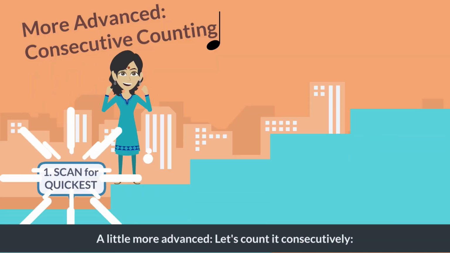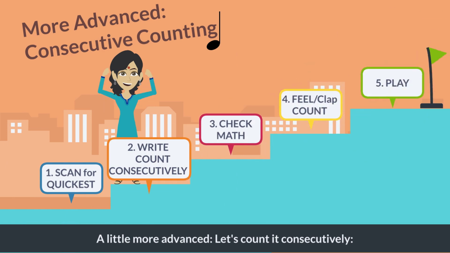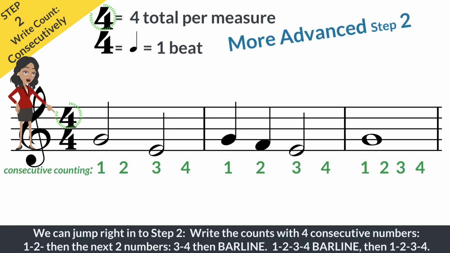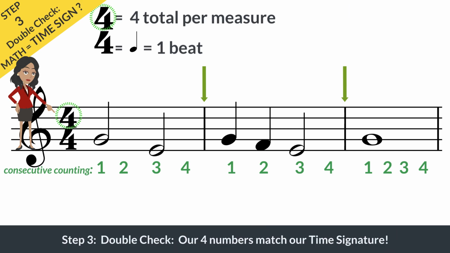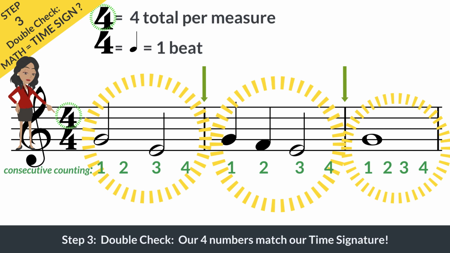A little more advanced. Let's count it consecutively. We can jump right into step 2. Write the counts with 4 consecutive numbers. 1, 2, then the next 2 numbers, 3, 4, then bar line. 1, 2, 3, 4, bar line, then 1, 2, 3, 4. Step 3, double check. Our 4 numbers match our time signature.